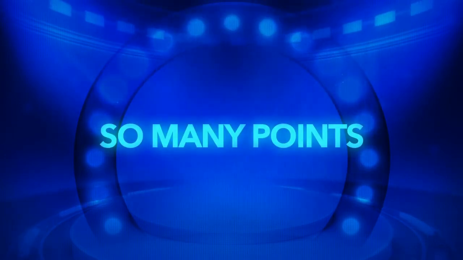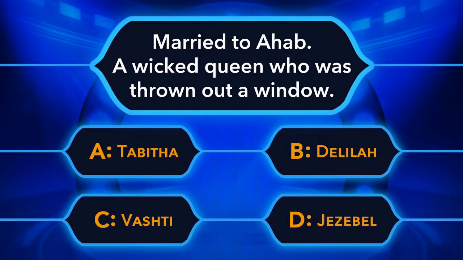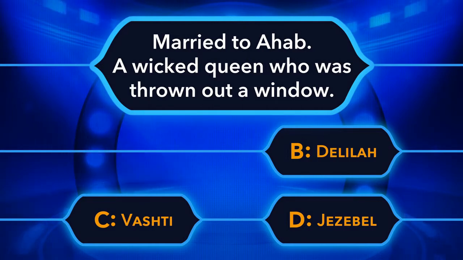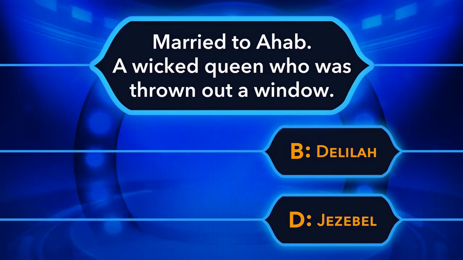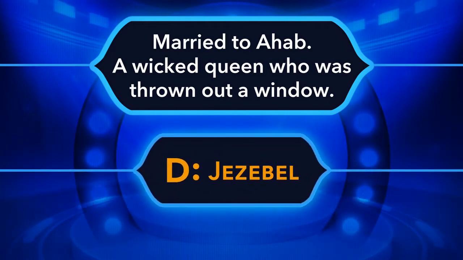The next question for so many points. This Bible villain was married to Ahab. She was a wicked queen who was thrown out of a window. Was it A. Tabitha, B. Delilah, C. Vashti, or D. Jezebel? The answer is D. Jezebel was married to Ahab. She was a wicked queen who was thrown out a window.